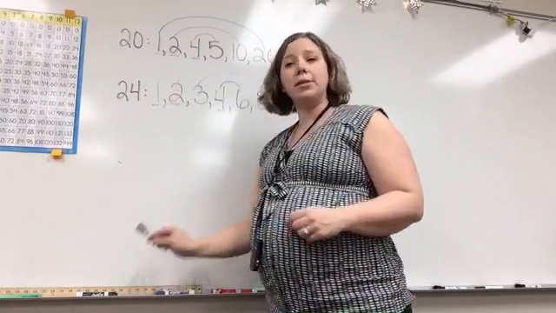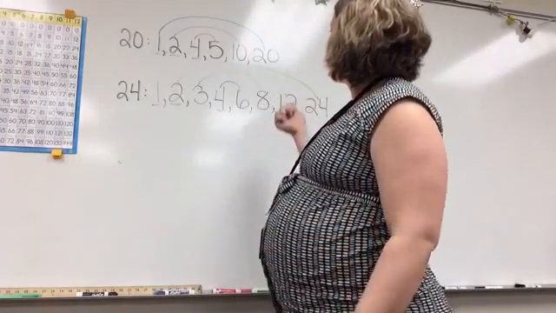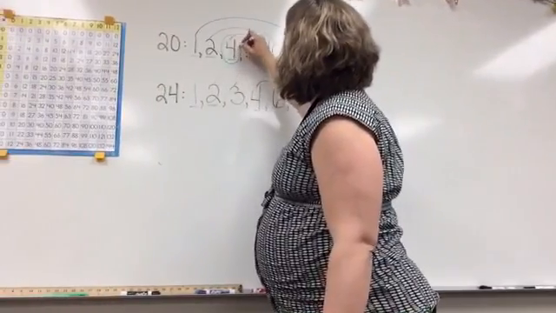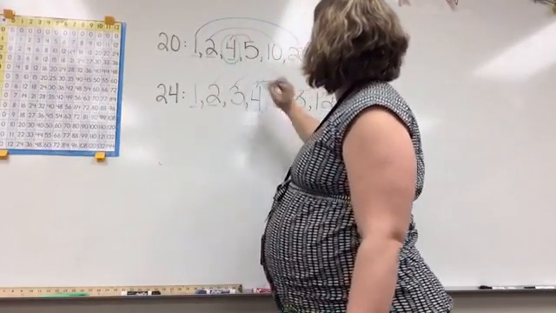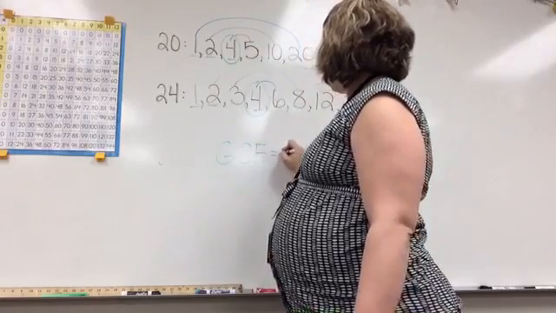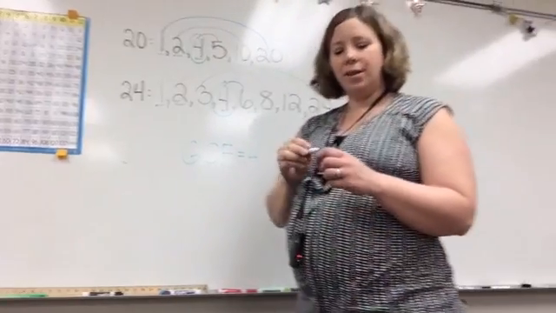So to find the greatest common factor, I'm going to circle the 4 on both lists. That's the biggest one that they have in common. And in this case, the greatest common factor, or GCF, equals 4. And that's all there is to it.